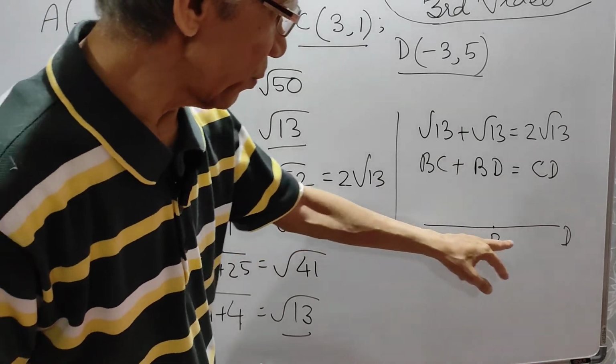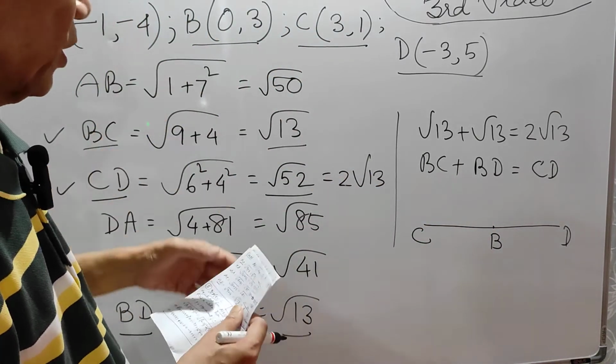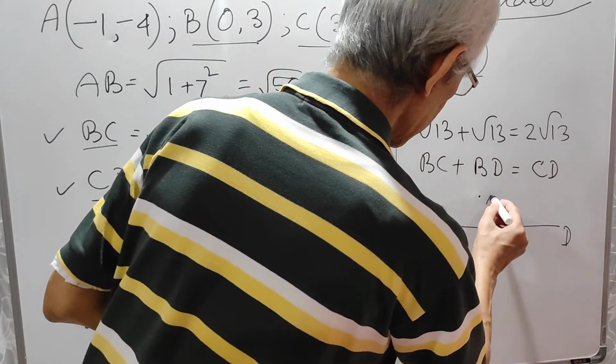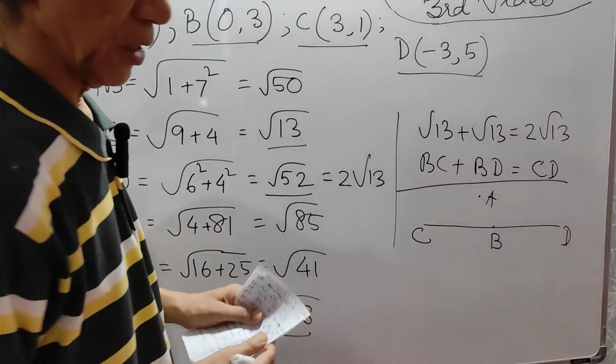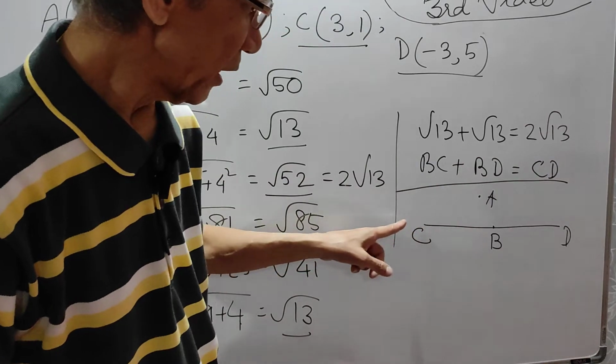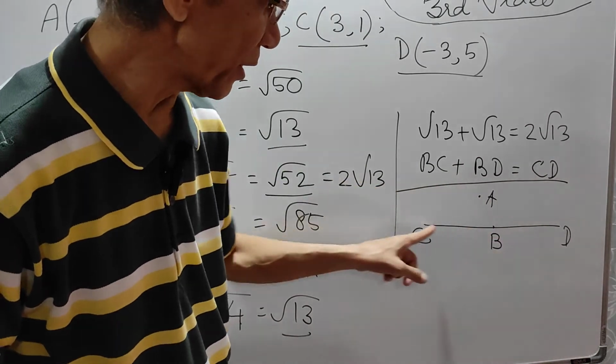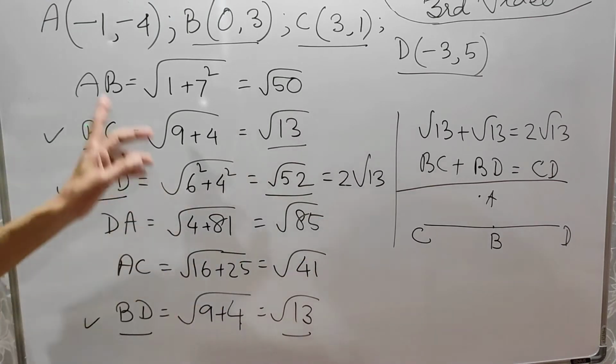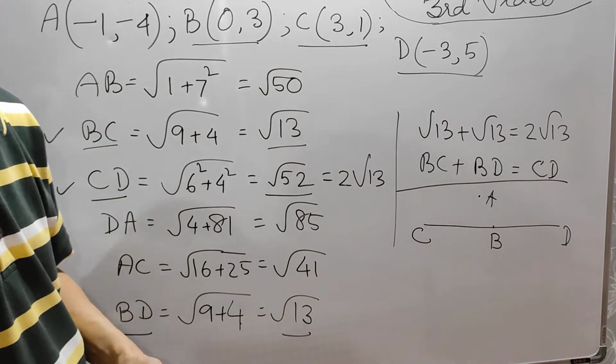Now see, these 3 points are collinear. Only one point, A, is not collinear. So A is somewhere here. So 3 points are collinear and A is not collinear. Now it will form a triangle. It cannot form a quadrilateral. So that is our conclusion. These 4 points cannot be vertices of a quadrilateral.